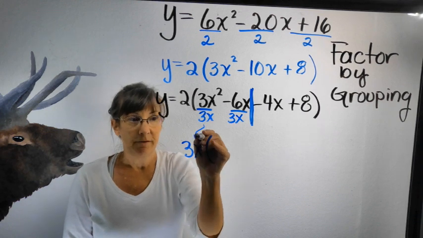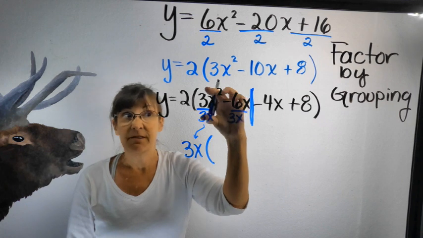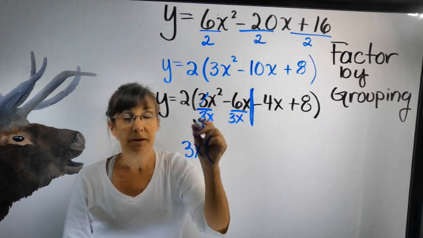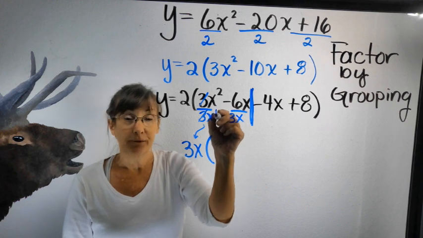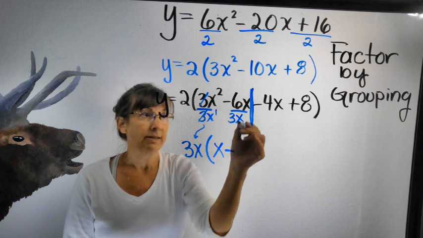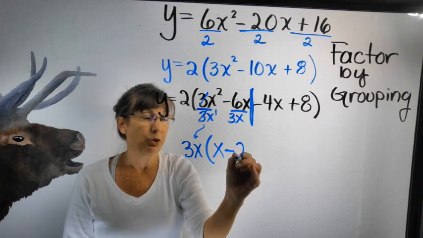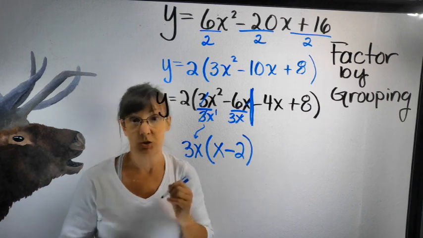That's my greatest common factor. I write it first. And then I'm going to take each one of these individually and divide. Well, 3 divided by 3 is 1, cancels out. x squared divided by x to the first is x. And then I have a minus. 6 divided by 3 is 2. x divided by x is 1, which means it's just 1.